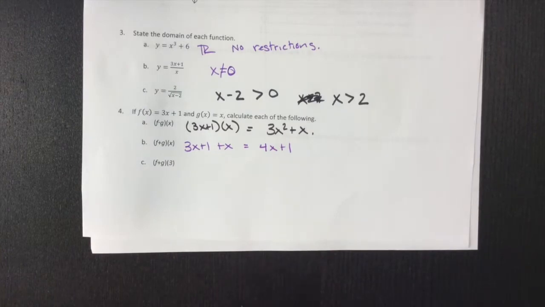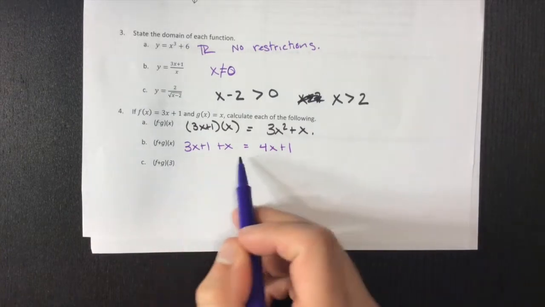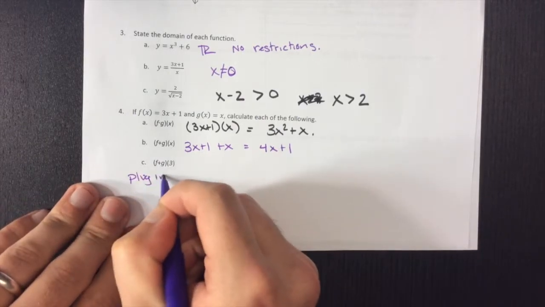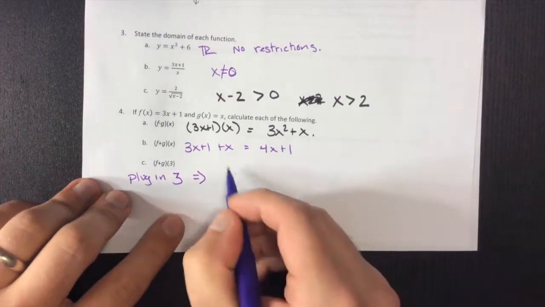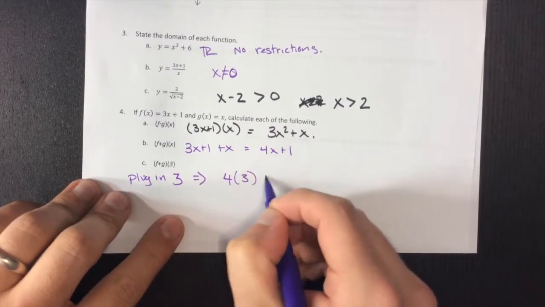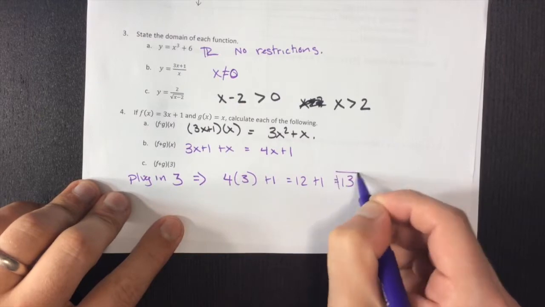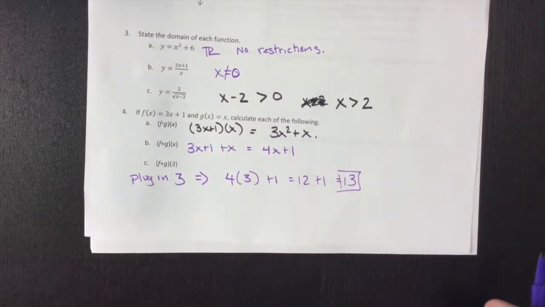And then c is asking, what's f plus g of 3? We already found f plus g, so we're just going to plug in 3. That's 4 times 3 plus 1, which is 12 plus 1, which is 13. All right, let's flip it over and work on a couple more.